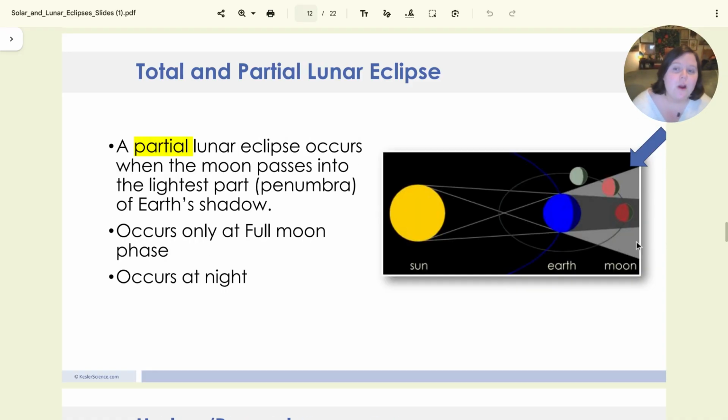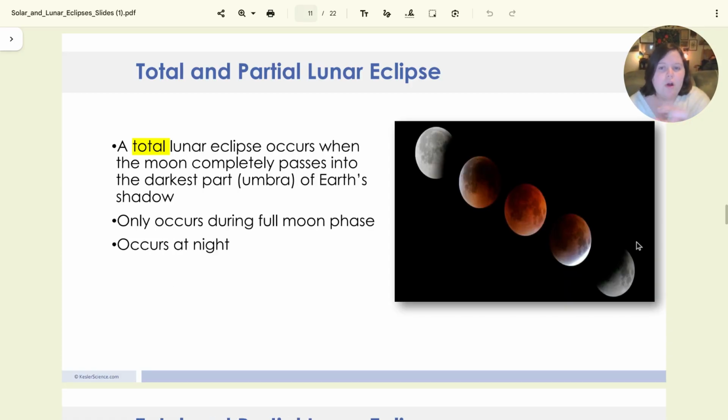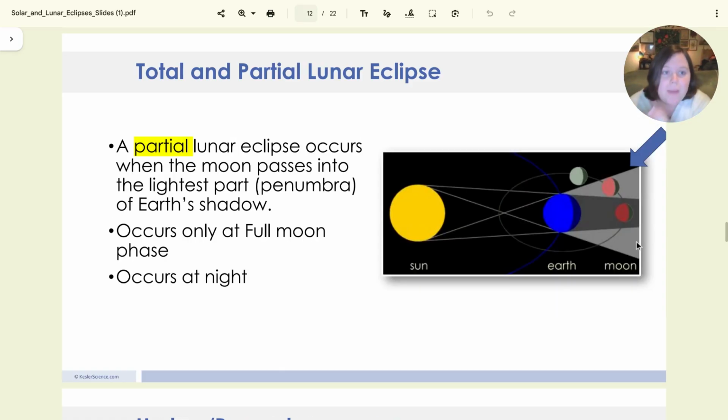A lunar eclipse is partial when the moon is in the lighter part of the shadow. So let me go back. We're calling that darkest part the umbra. Pokemon people, you know Umbreon. Umbra means shadow. You also know, anybody, even not a Pokemon person, umbrella. What is an umbrella? It's something that gives you a shadow. Umbra means shadow. And so the penumbra means like not quite the darkest part.